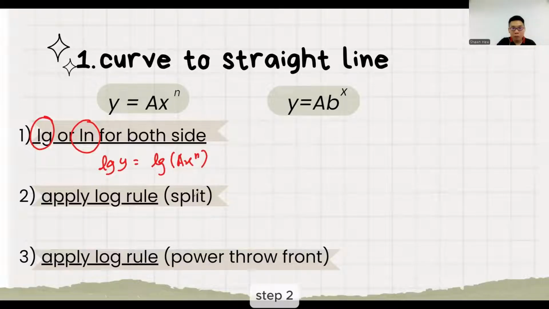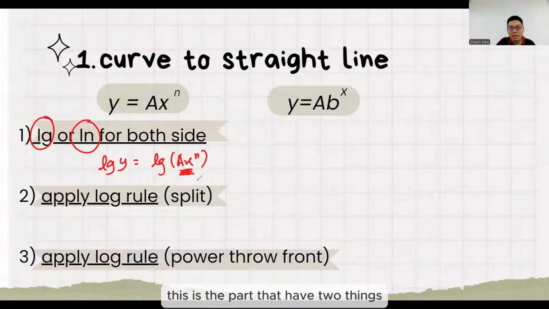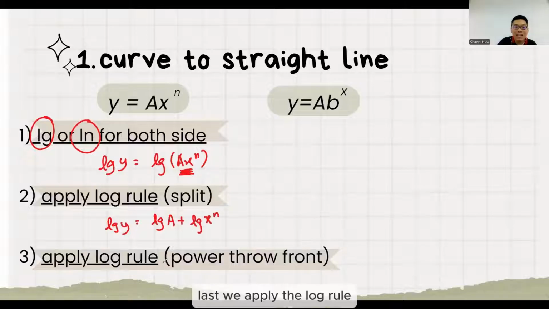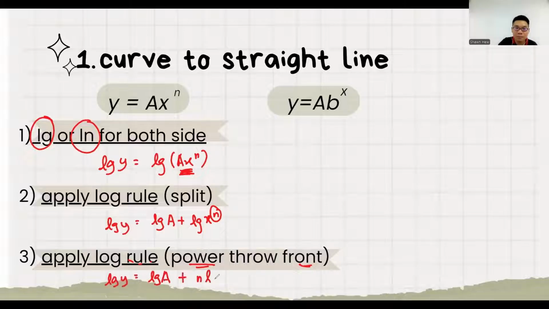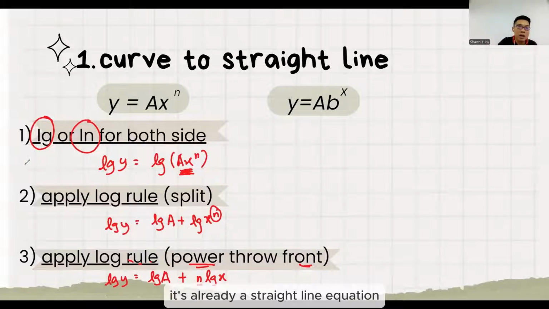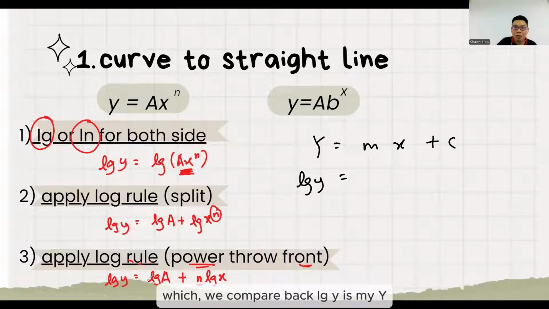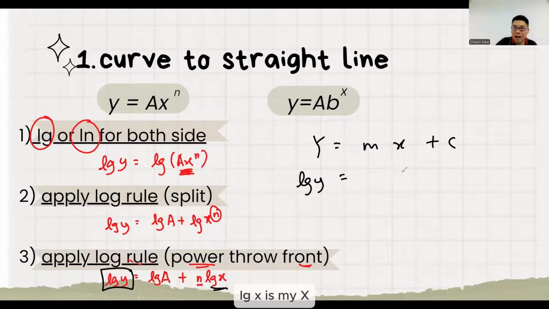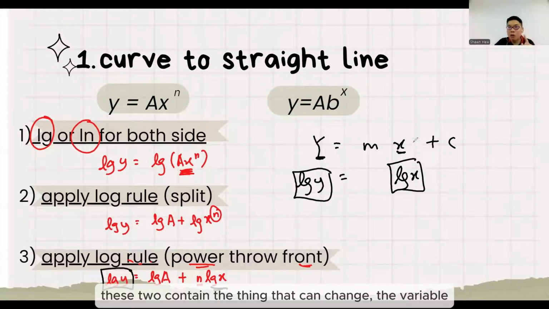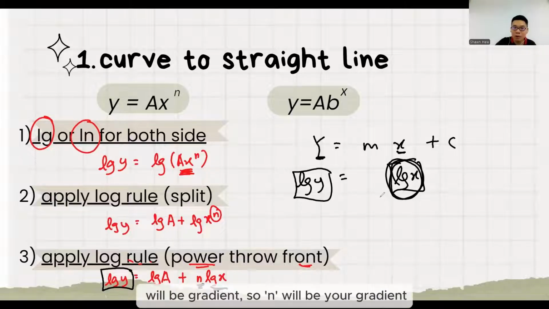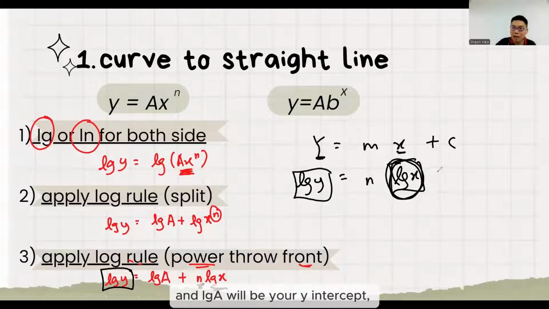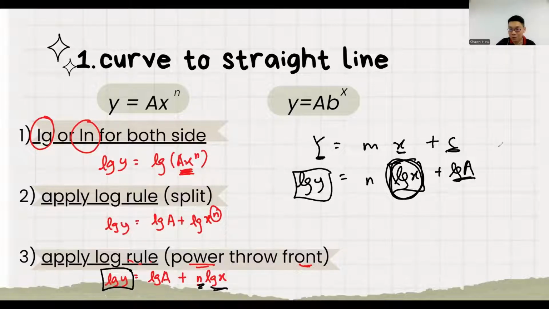Step 1 done. Step 2, apply the log rule to split. This is the part that has two things, so we can split them into two parts. Last, we apply the log rule, where the power we can throw in front of your LG or LN. It's already a straight line equation, which we compare back. LGY is my Y, LGX is my X. These two contain the variables. The thing next to the variable would be the gradient. So N would be your gradient and LGA will be your y-intercept, just like this.